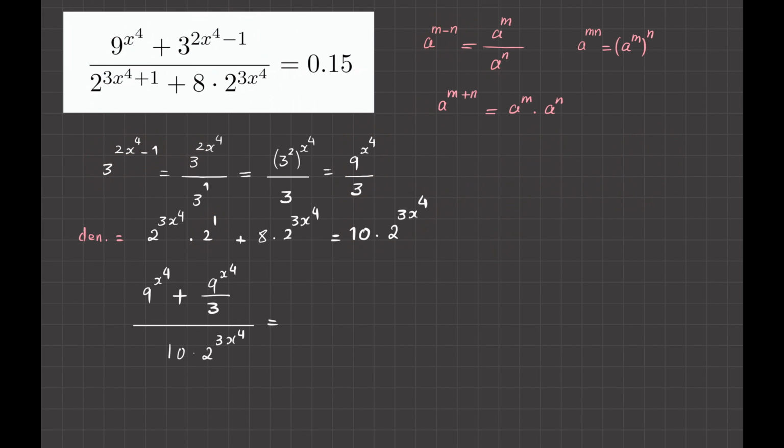And working in decimals is a little bit hard, so I prefer to work with fractions. So 0.15 in fraction form is 15 over 100, but of course 15 over 100 can be simplified by 5, so it becomes 3 over 20.